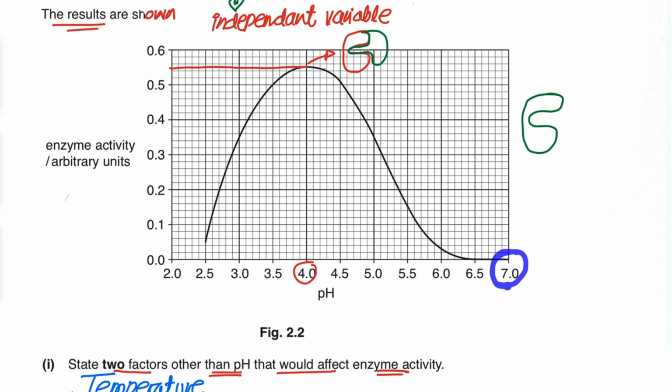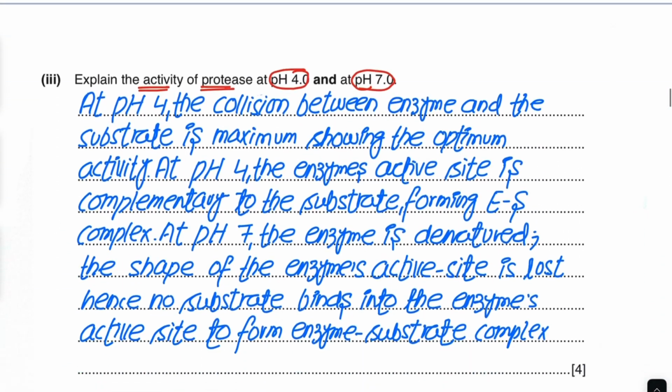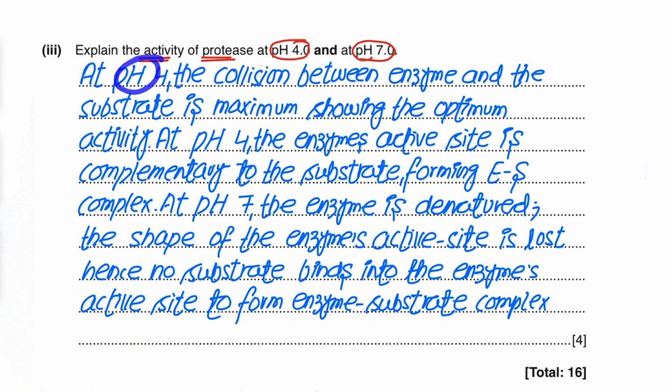And now since they have indicated that you have to talk about 7, we would say that at this 7 point, the enzyme molecule is completely denatured, the enzyme's active site is completely deformed, and no substrate is binding at this provided pH of 7.0. So if you were to simply write the answer, at pH 4, the explanation would be that the collision between the enzyme and the substrate is maximum, and that is why we see the optimum activity. At pH 4, the enzyme's active site is perfectly complementary to the substrate, and we would make the maximum enzyme substrate complex. Here you have scored 2 marks.